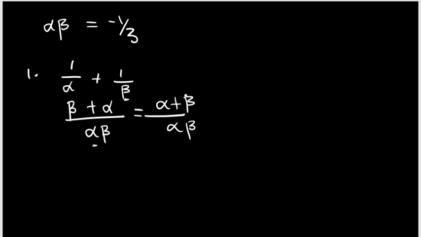Now you realize that the fraction that we are having here, the numerator is alpha plus beta, the denominator is alpha beta. So what we can do is we can substitute the value that represent alpha plus beta and alpha beta into this fraction. We had alpha plus beta to be equal to 1 over 3. So 1 over 3 over alpha beta, and alpha beta too we had negative 1 over 3. Now when you simplify this, this is going to give you negative 1.